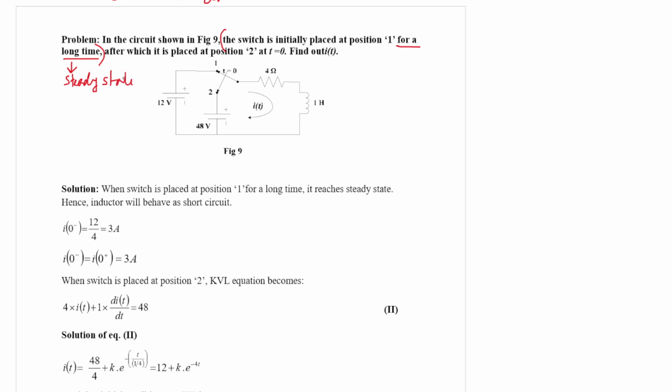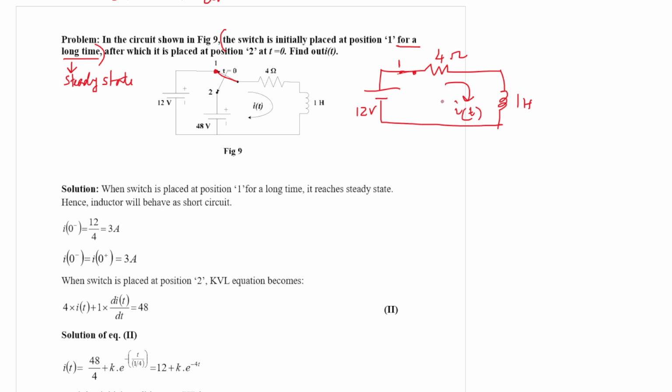It refers to steady state. That means at this position 1 the switch is placed in this fashion. That means this 12 volt source, this circuit will be looking like this. It is a simple series RL circuit, 1 Henry, and some current is flowing. Now when the switch is placed at position 1 for a long time, the circuit reaches steady state value.